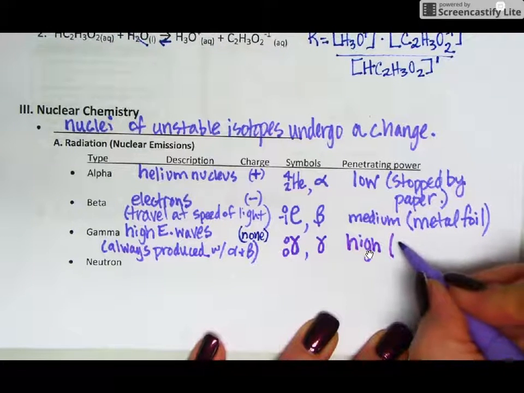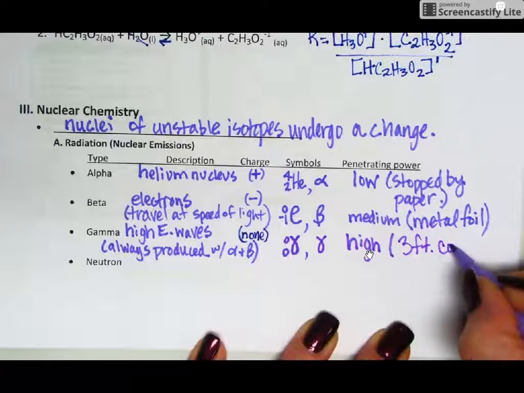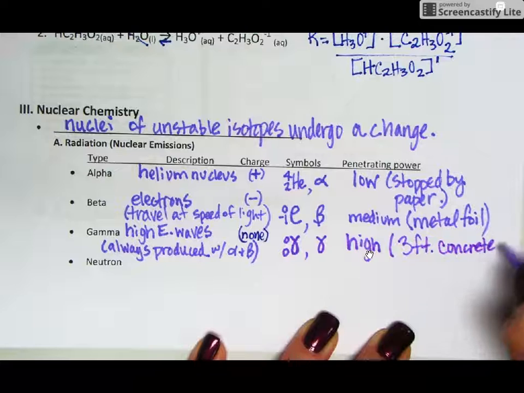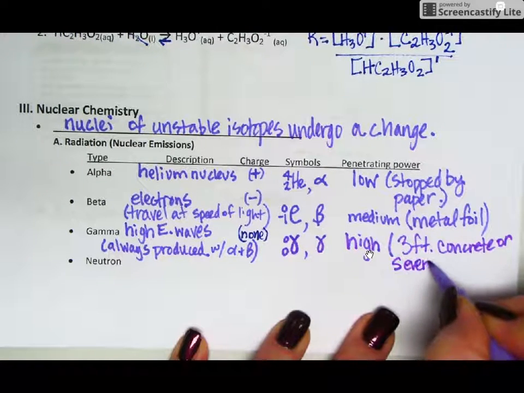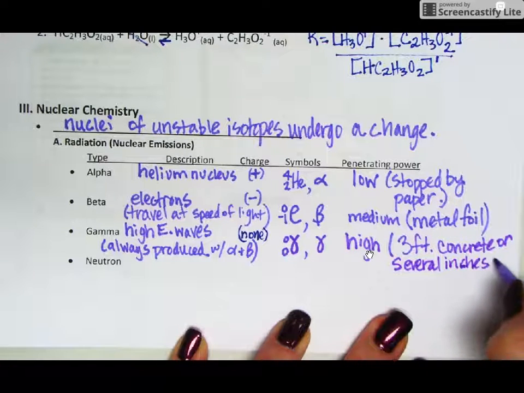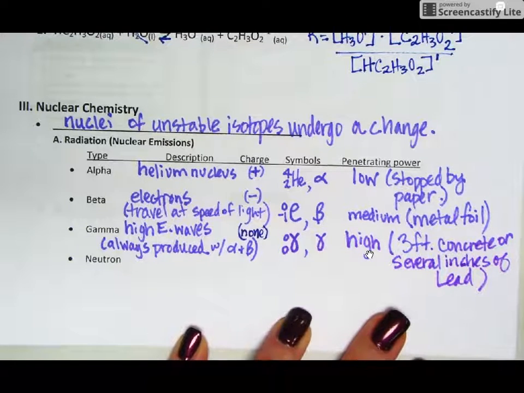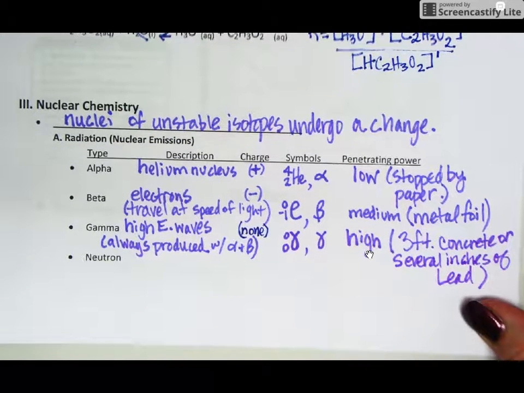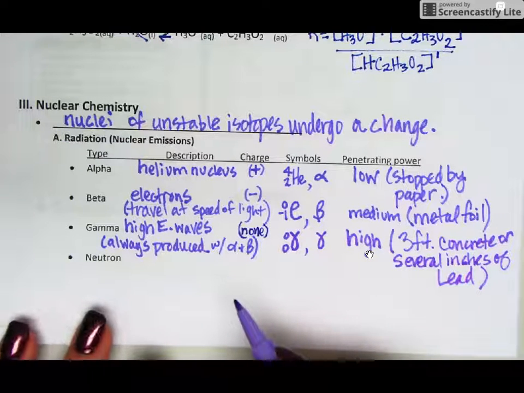You need at least 3 feet of concrete or several inches of lead to protect yourself from a gamma particle. Very, very dangerous. Then we have neutrons.